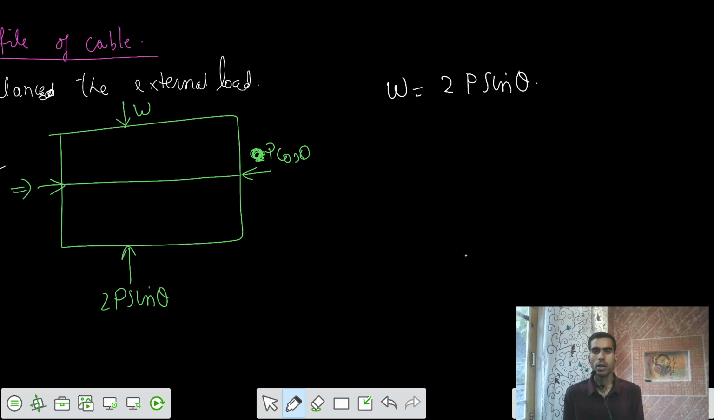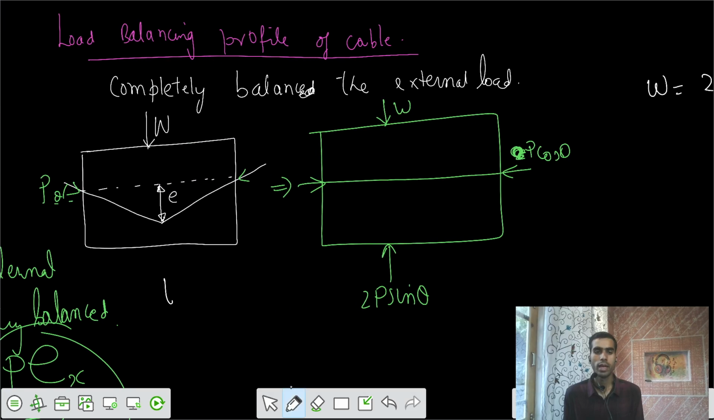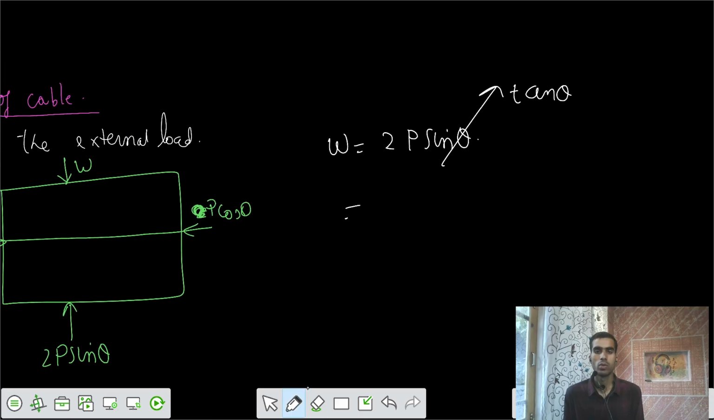And if I say your sine theta is almost equal to tan theta, and the value of tan theta is equal to E by L by 2. So I would write 2P, E by L by 2. So your value of 4PE by L is equal to W.